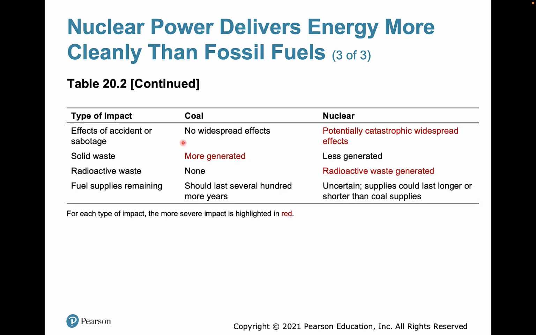Okay, we got more. No widespread effects if there's an accident or sabotage. Here's your catastrophic widespread effects if there's an accident or if somebody does something on purpose to a nuclear power plant. There's more solid waste generated for coal. There's a lot more radioactive waste generated for nuclear, which makes sense. Coal should last us for several hundred more years, but we really don't know how much nuclear material we have available. It could be more, it could be less.